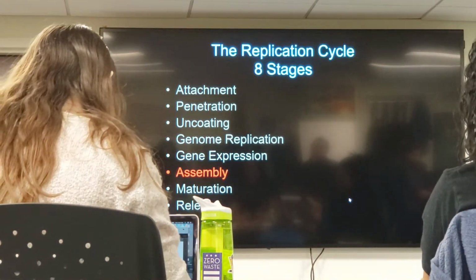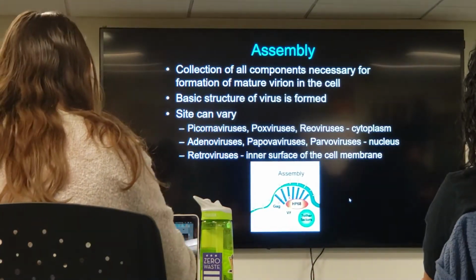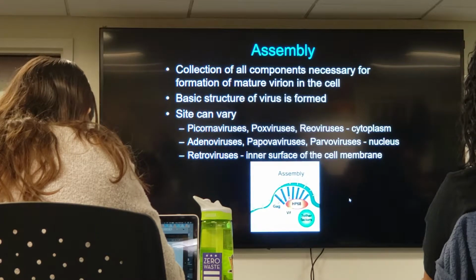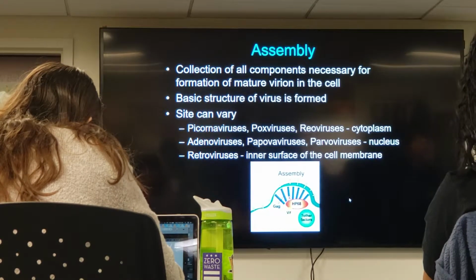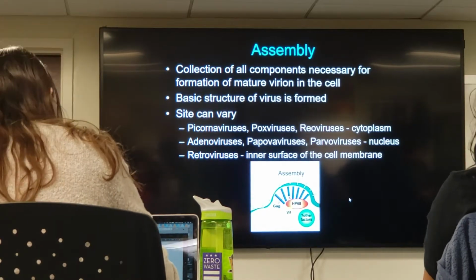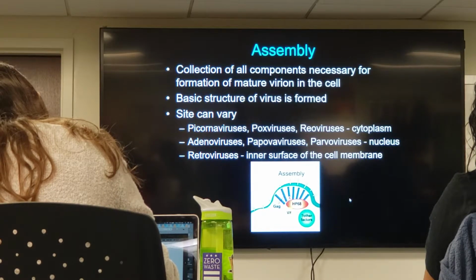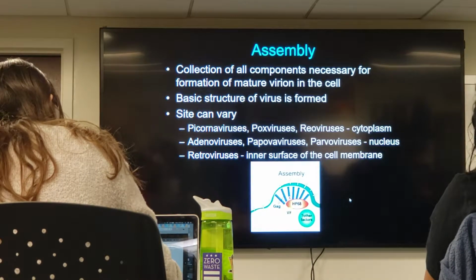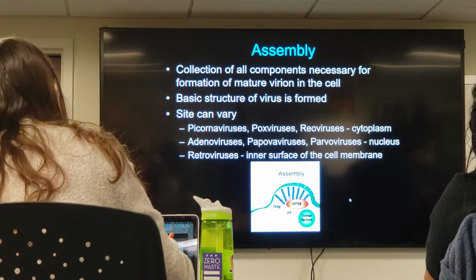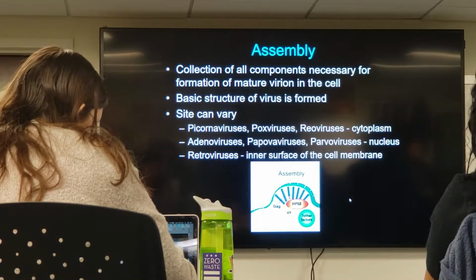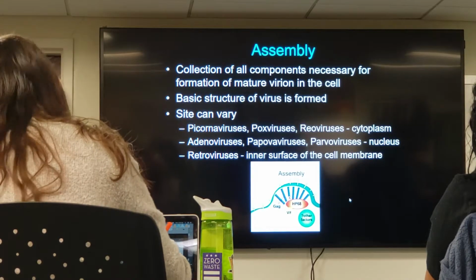All right, so I just have a few minutes left. I want to move on to assembly. So this is our next phase of replication. This is basically where we are collecting all of the components that we need to produce that infectious virus particle. And different viruses do it differently. But the idea is we are replicating our genome, we are translating that genome into the capsid proteins that we need, and at some point we have to start putting those things together into an infectious virus particle.